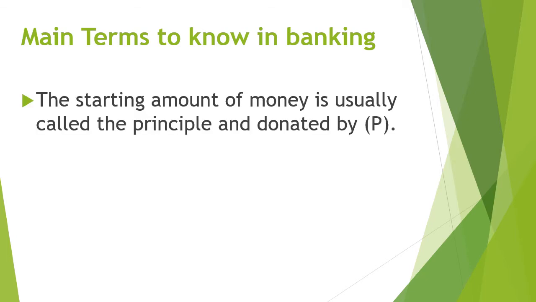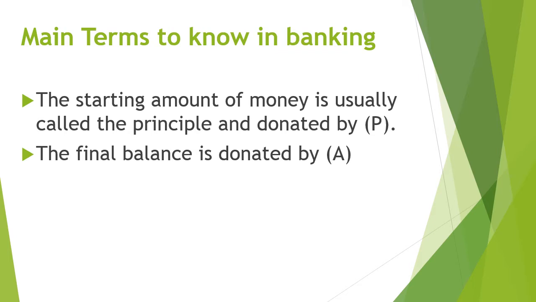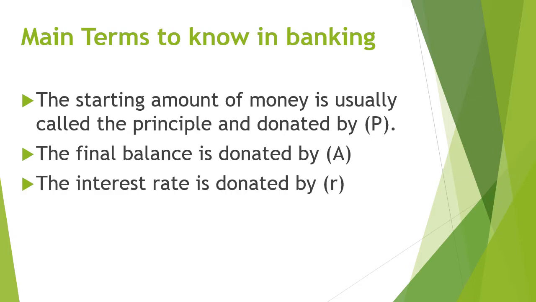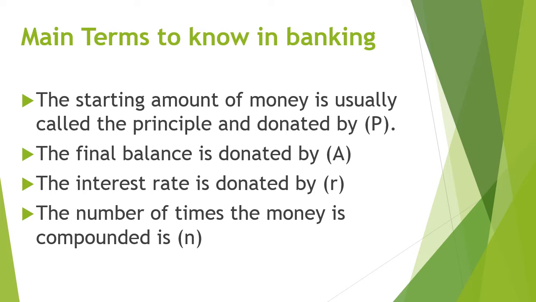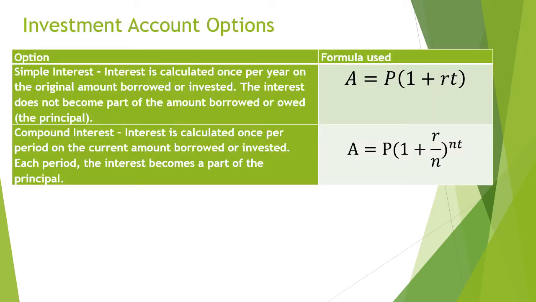The starting amount of money is usually called the principal, and it's denoted by the letter P. The final balance is denoted by the letter A. The interest rate is denoted by R, and the number of times the money is compounded is denoted by the letter N. So in banking, we have different investment account options. We have accounts with simple interest and accounts with compound interest.